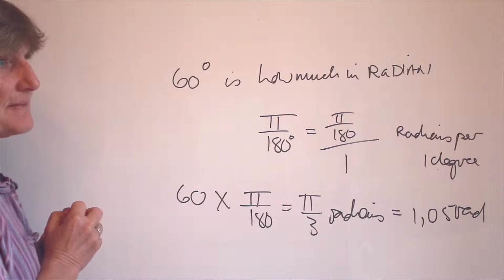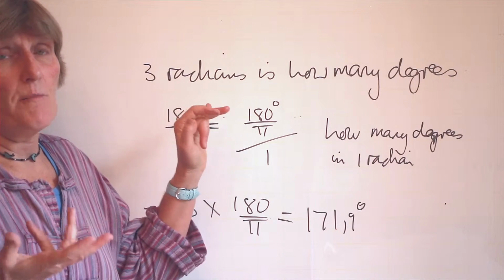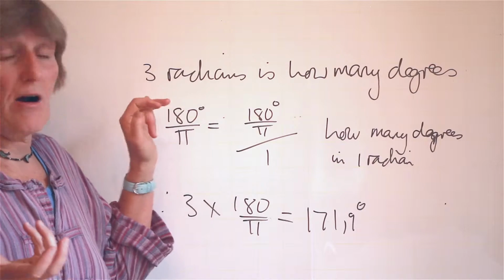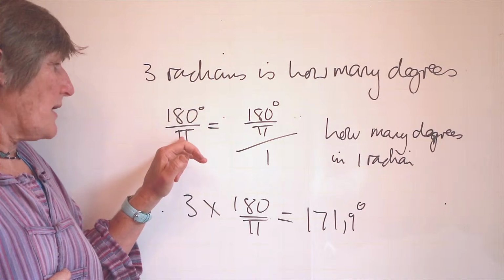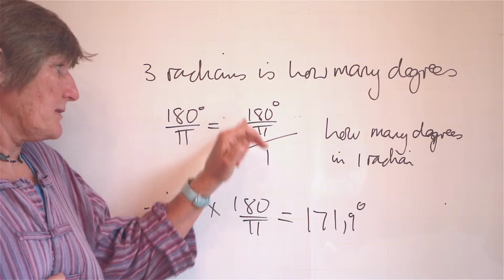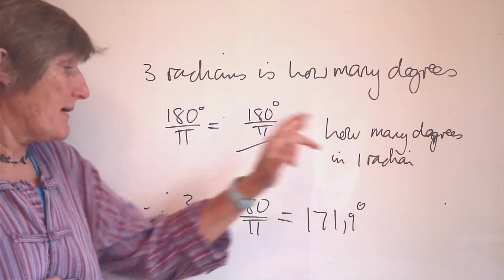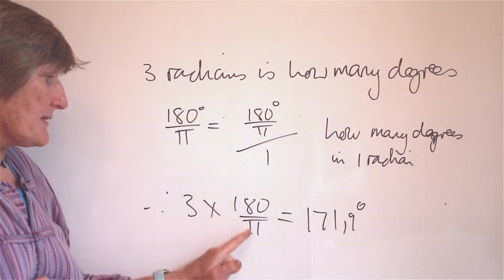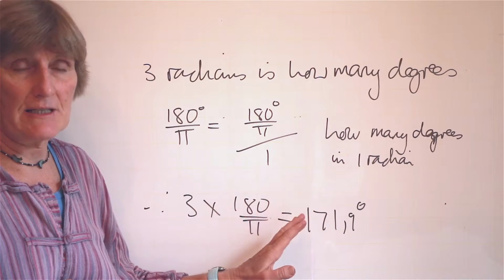Let's take the other one. If you have 3 radians, how many degrees are 3 radians? So if we look at 180 degrees being equivalent to pi radians, this means 180 over pi is how many degrees per 1 radian. But I have 3 radians. So I say 3 times 180 over pi, and I get 171.9 degrees.